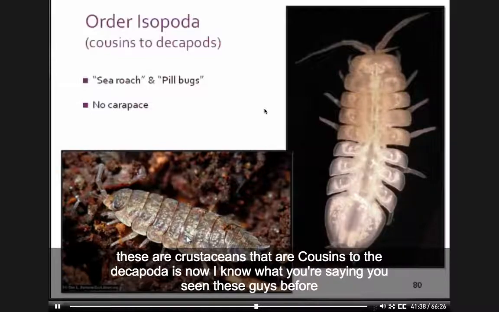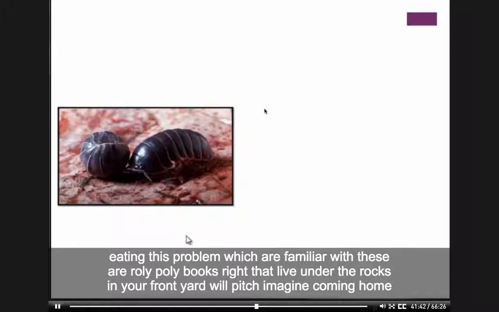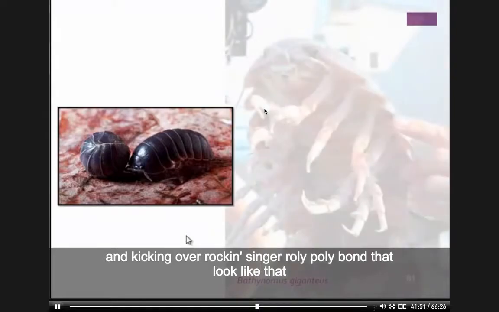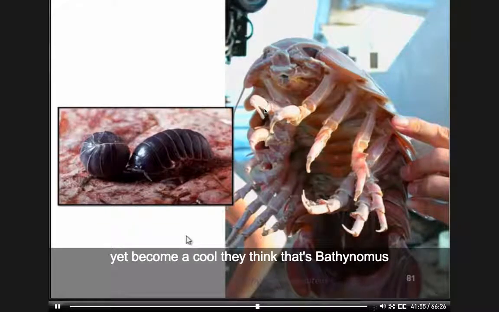Now, I know what you're saying. You've seen these guys before. This is probably what you're familiar with. These are roly-poly bugs, right, that live under the rocks in your front yard. Well, could you imagine coming home and kicking over a rock and seeing a roly-poly bug that looked like that? Yeah, that'd be kind of cool, don't you think?